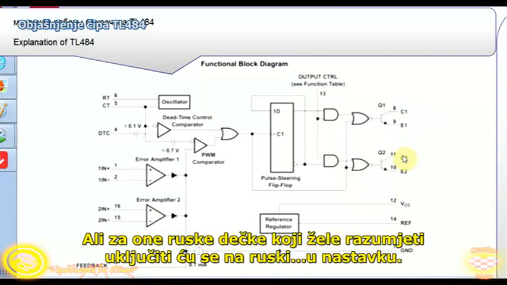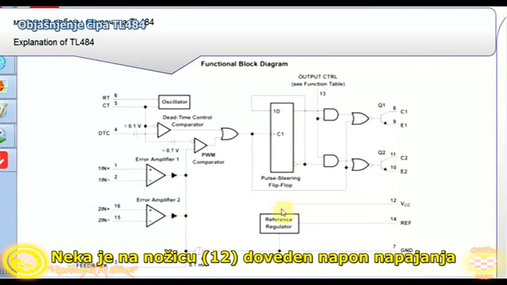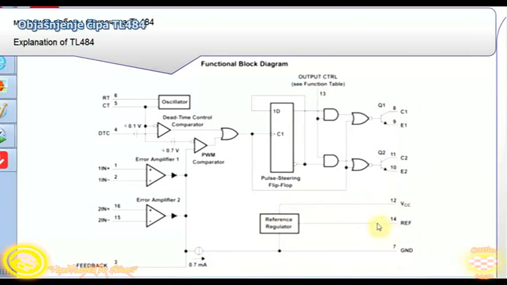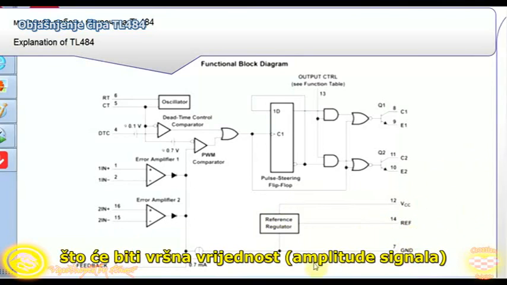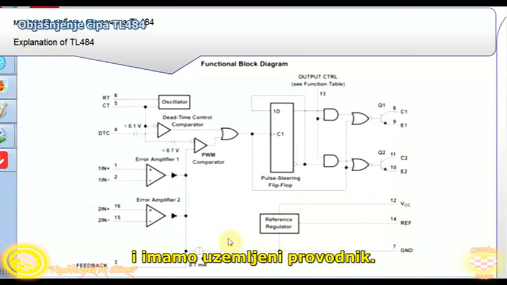But for those Russian guys who want to understand, I'm going to include Russian as well. Now leg 12 is giving us the voltage for the chip. The reference would be 14, that would be the height of the peak regulation, and we have a ground wire.